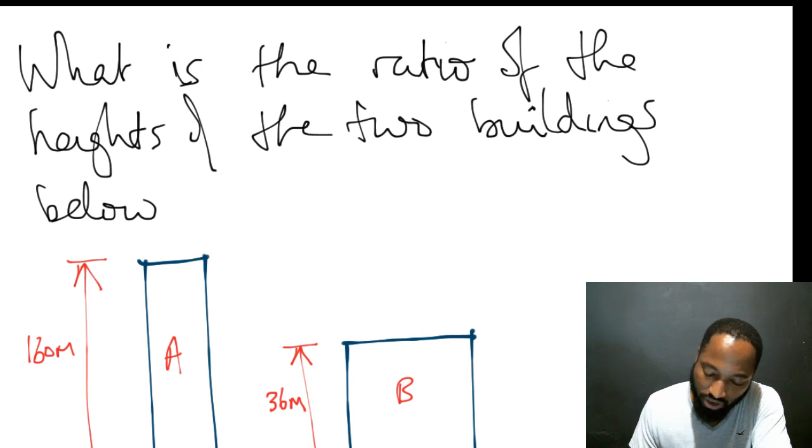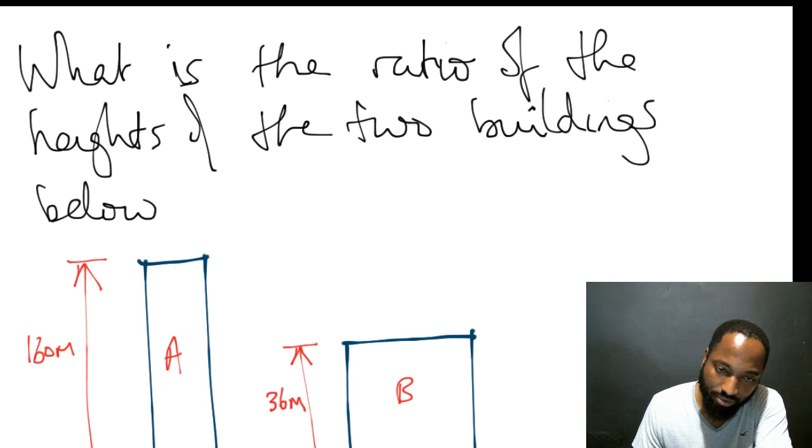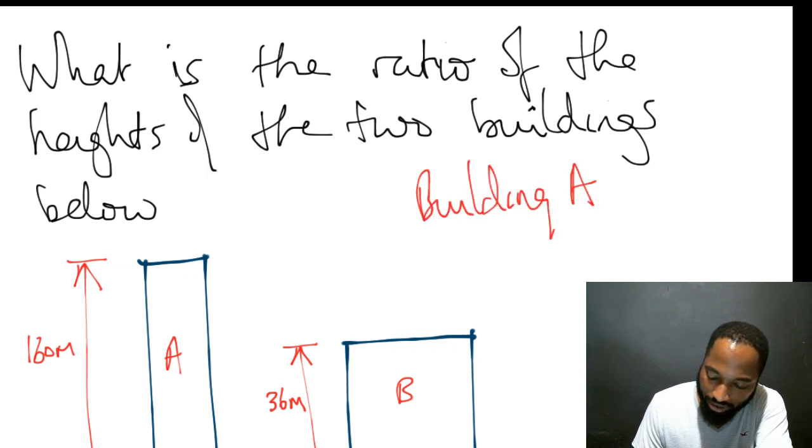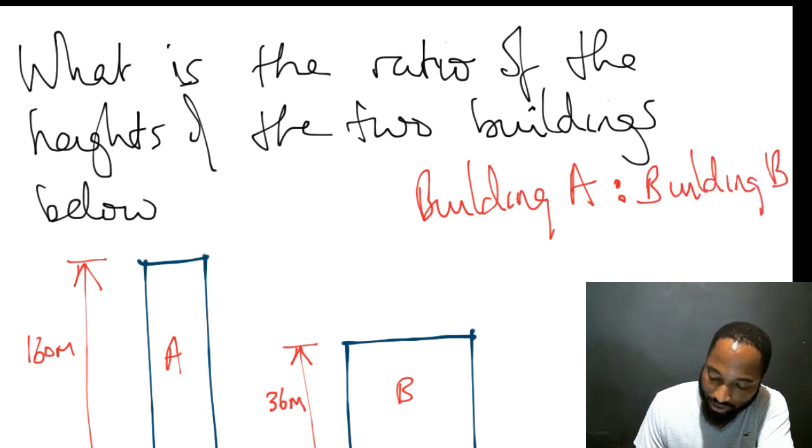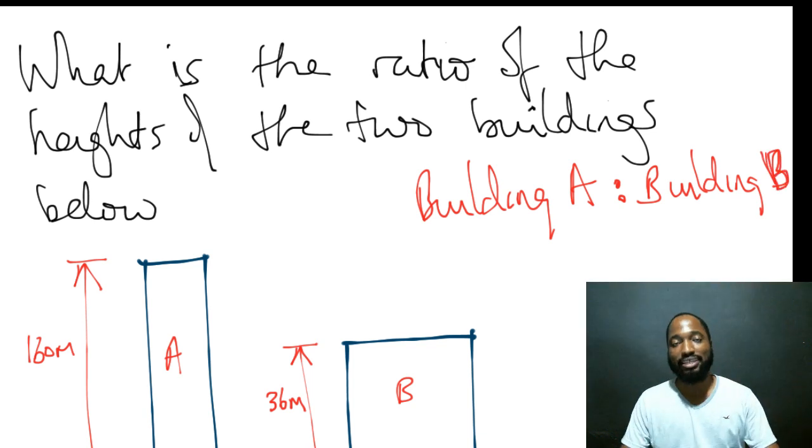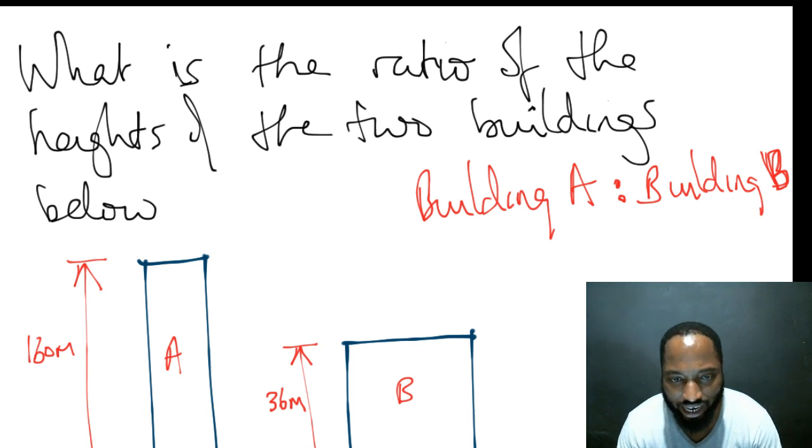So, what is the ratio of the two buildings? Waiting for a solid answer for this one. So I want building A to building B. Right now, somebody says 40 to 9. I hope that's the correct answer.